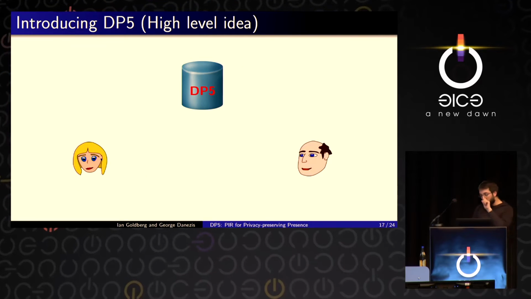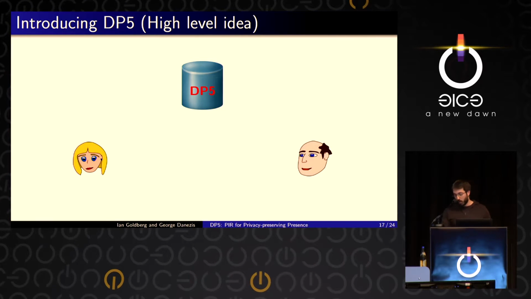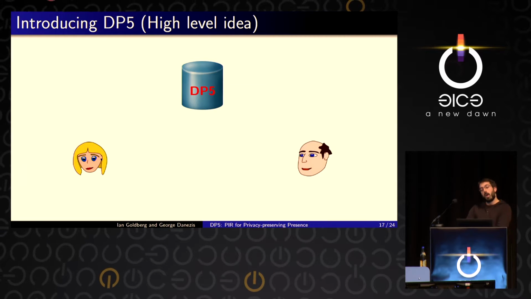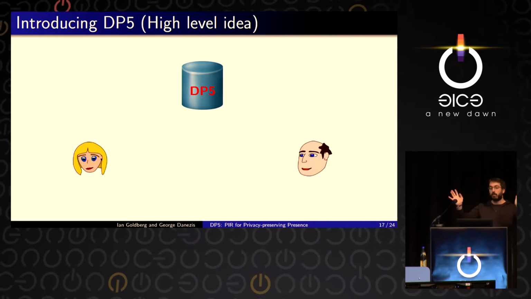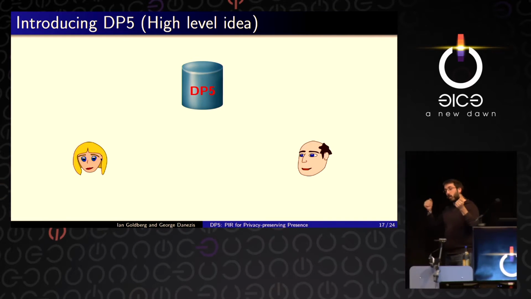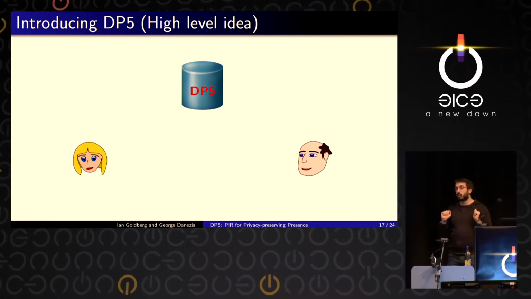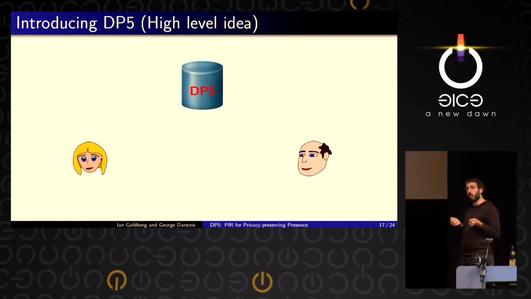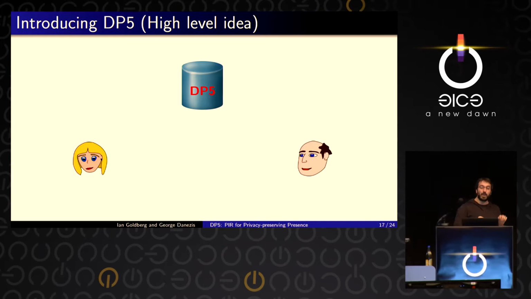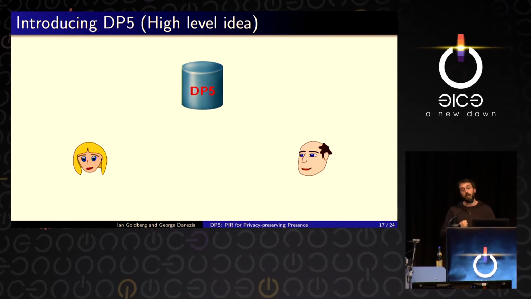Okay, so here is a high-level overview of how we actually achieve this. And you will recognize a few of the ideas that Ian mentioned. So the basic problem is that we have Alice and we have Bob and their friends, and they would like to use a service, and this service runs our specific protocol called DP5, and that stands for the Dachstuhl Privacy Preserving Presence Protocol, and the extra P is for extra privacy. So they would like to use a service that runs the DP5 protocol to gain some presence information.